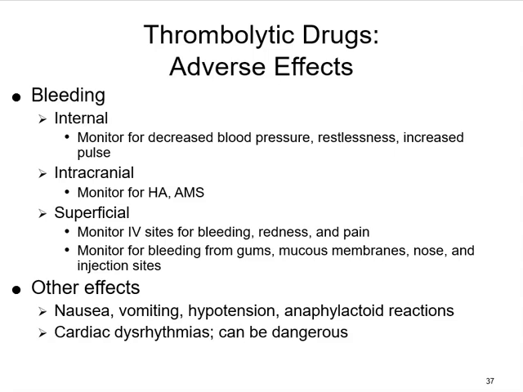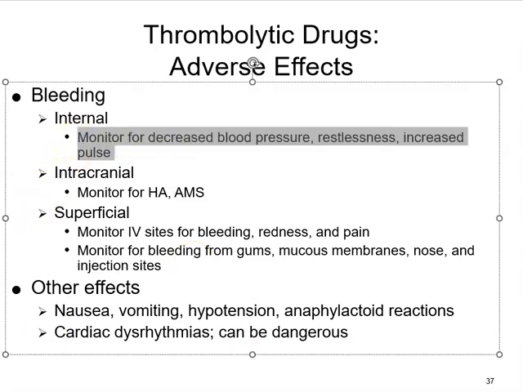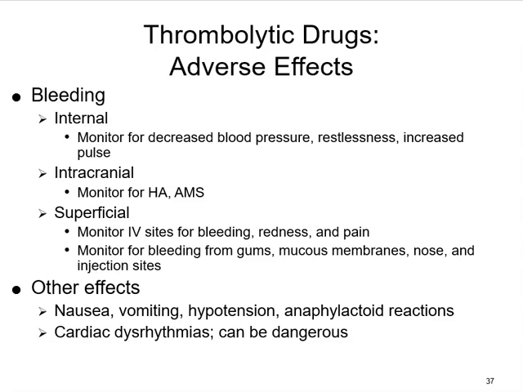So things like bleeding in the GI system, and you can see the signs and symptoms of that right here, right? That you might end up with decreased pressures and restlessness, pulse rate increases as the body tries to compensate for blood loss. If there's bleeding in the brain, you may see a headache and altered mental status. And if there is superficial bleeding, then the IV sites may be bleeding from the gums, different little capillary bed areas and closer vessels.